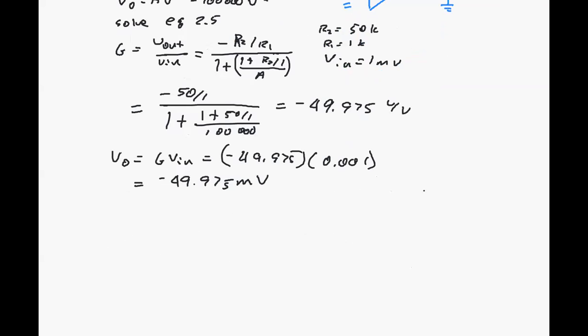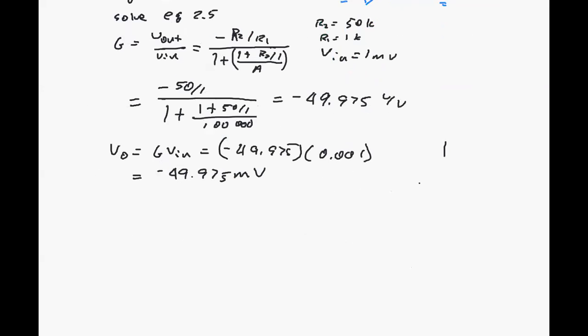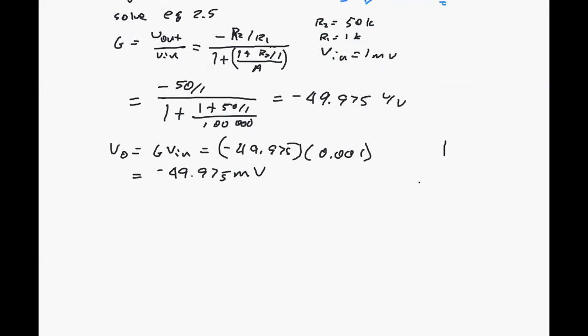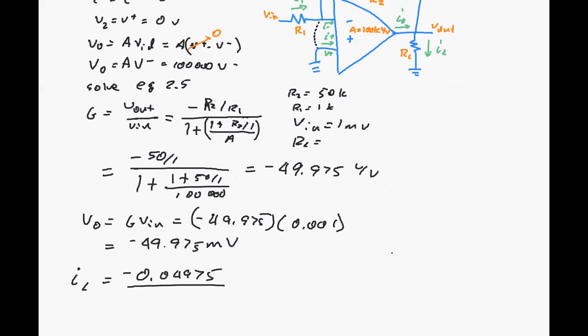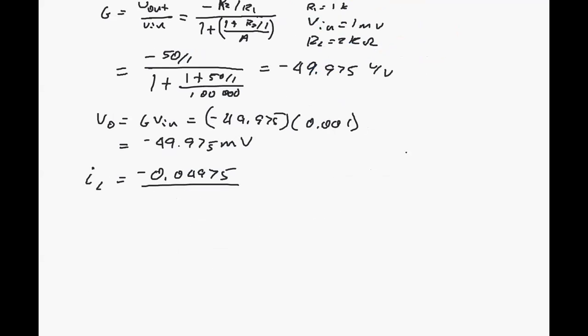So now we could find that load current, IL. IL is going to be that voltage, 0.04975 volts, divided by the resistance, and I think I'm saying RL is 2K ohm. So divided by 2,000, that's equal to minus 24.987 microamps.